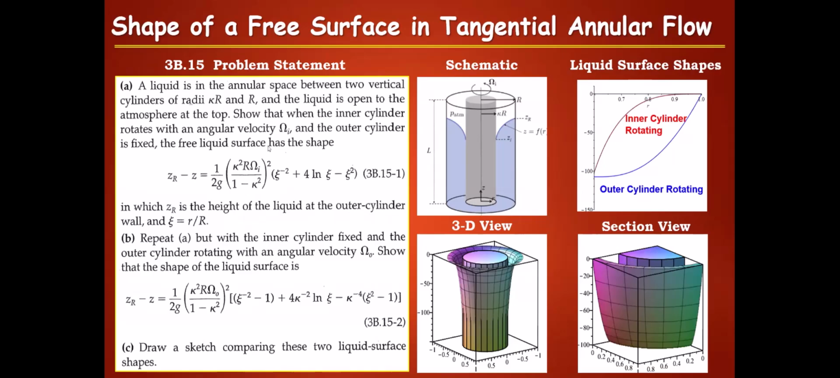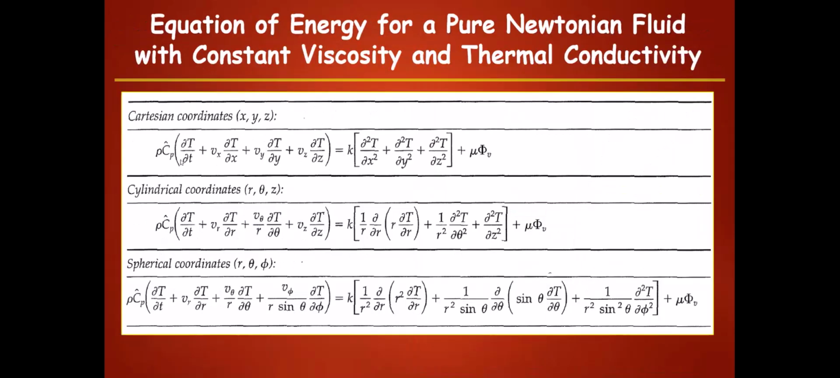Now, in those few examples there was no energy equation involved. We could include the energy equation, which is shown here for the case of a pure Newtonian fluid at constant viscosity. And here we see it in the different coordinate systems. And of course, you would recognize that the right-hand side is the equation of conduction, and this is transport of energy due to convection. And then we have the viscous dissipation term, which is shown here as mu phi sub v.